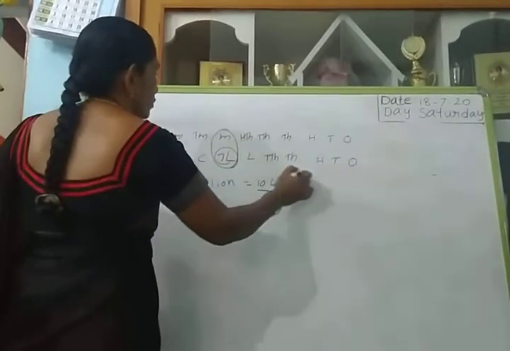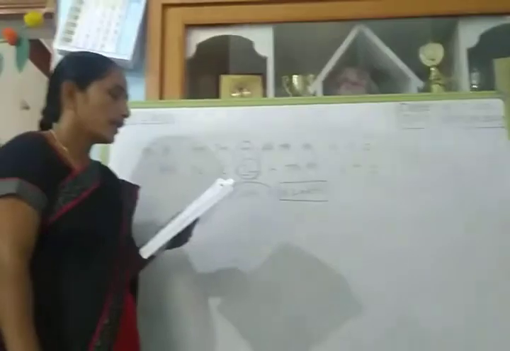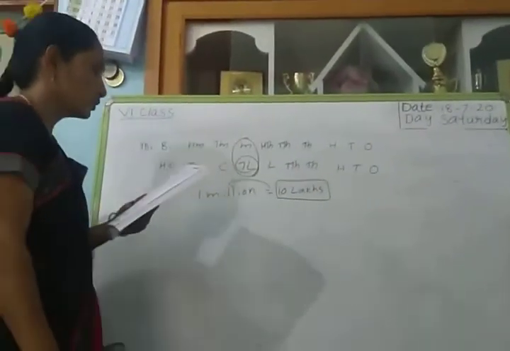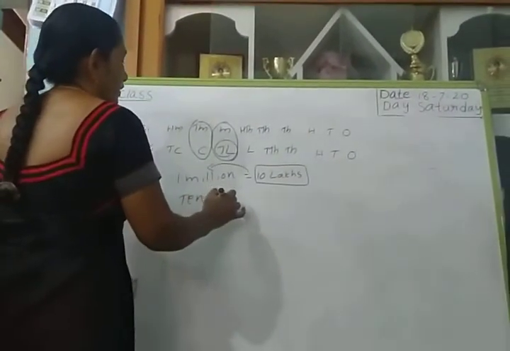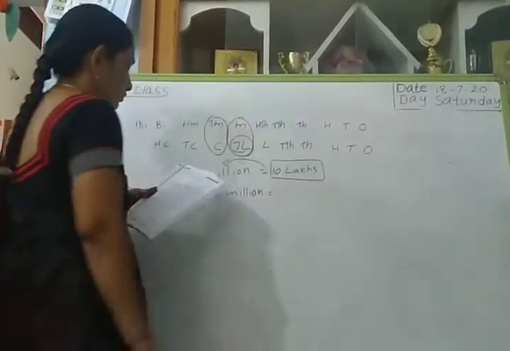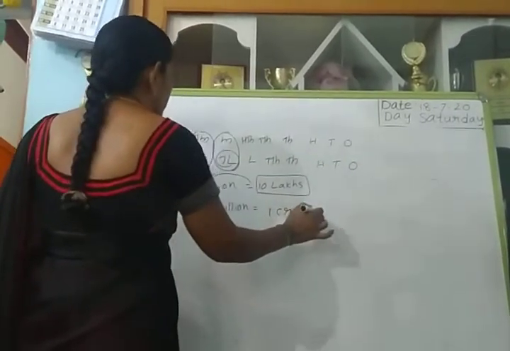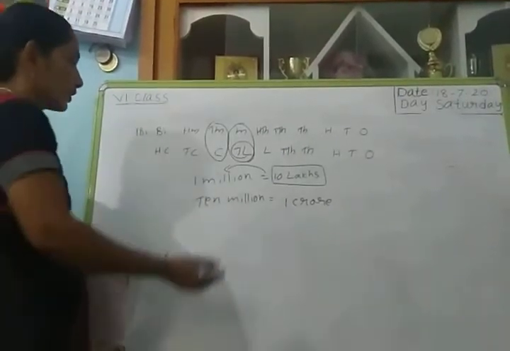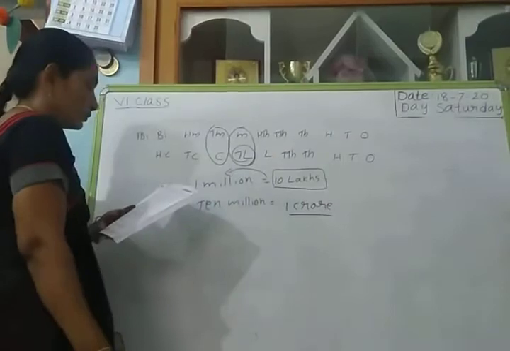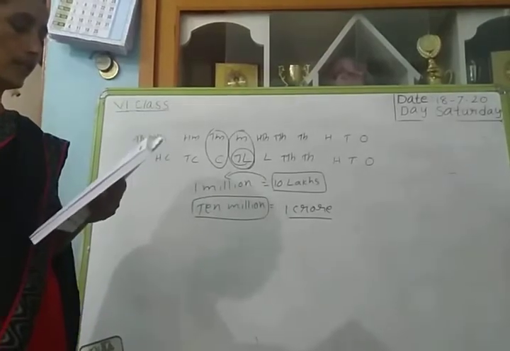It is the same as this question, no? So the value of 10 lakhs in the international system, what will you get? 1 million. So option C, 1 million. Next, 19th one. 10 million is equal to what? See here, 10 million is equal to 1 crore. Next, 20th. 1 crore is equal to, same question. How many millions will you get? 1 crore is equal to 10 millions.